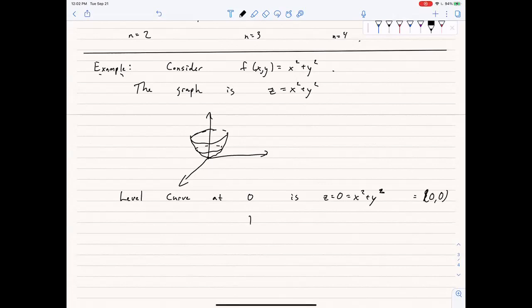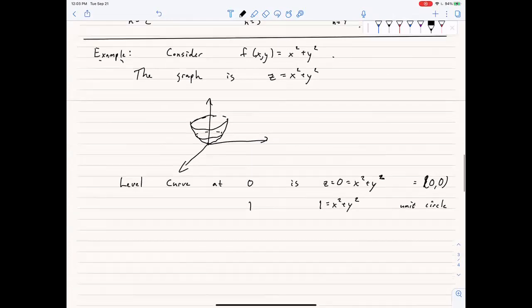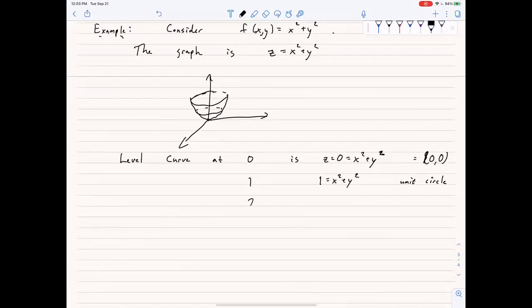However, if we go to the level curve at 1, we'll get 1 equals x squared plus y squared, and we do indeed see here, we get the unit circle. And we can do a level curve at 2. Of course, here we get a circle of radius square root of 2, and so on and so forth.